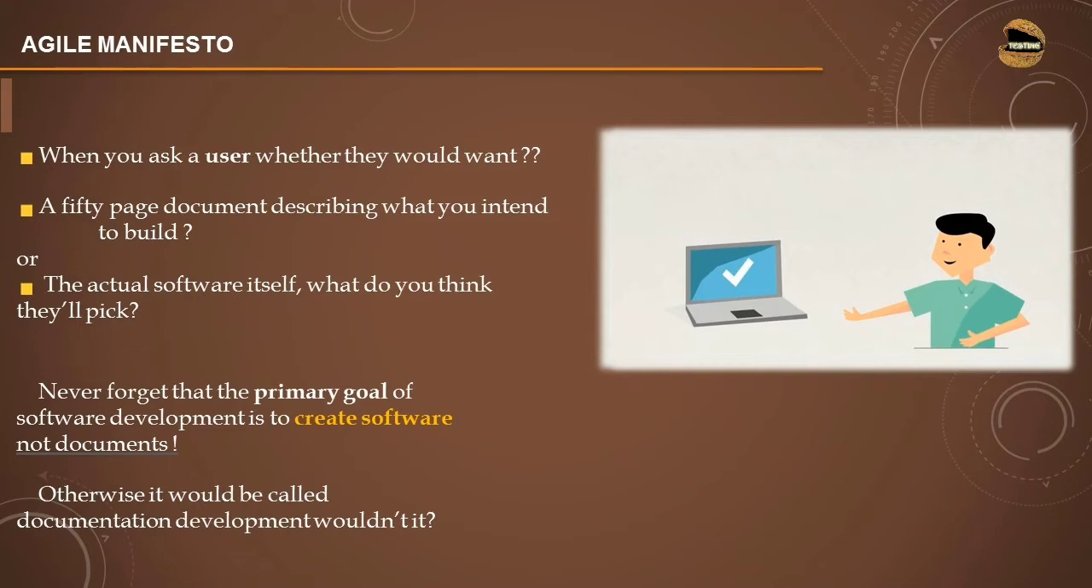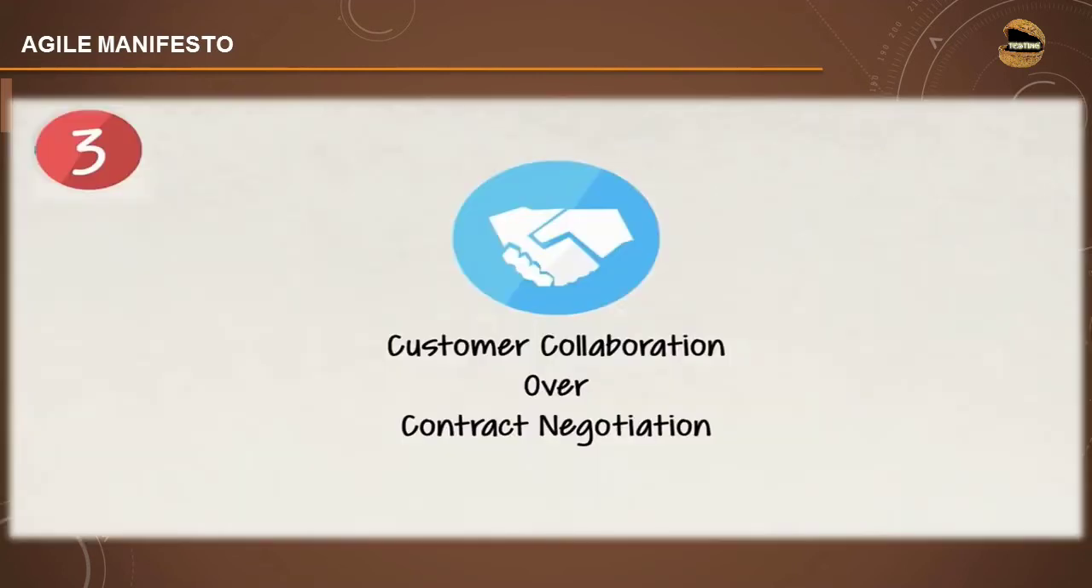Of course, they will say, can you please show me a piece of working code of what exactly I want, and have you built the same thing or not? So never forget that the primary goal of software development is to create the software, not documentation. Otherwise, it would be called a documentation development process, right? So yes, we follow this as a part of the Agile Manifesto.